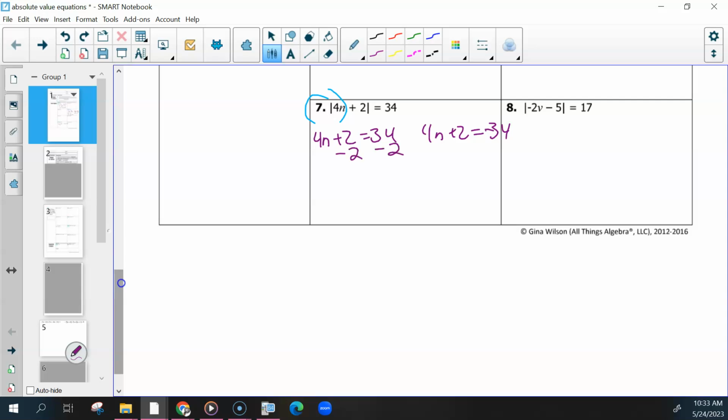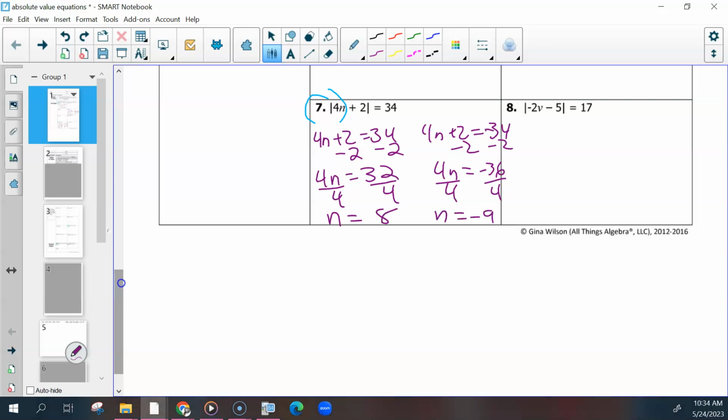Subtract 2. We have 4n equals 32 and 4n equals -36. Divide everything by 4. So this would be a case where you have two different numbers, because we have 8 and -9. So then we would list that n equals, curly brackets, -9, 8.